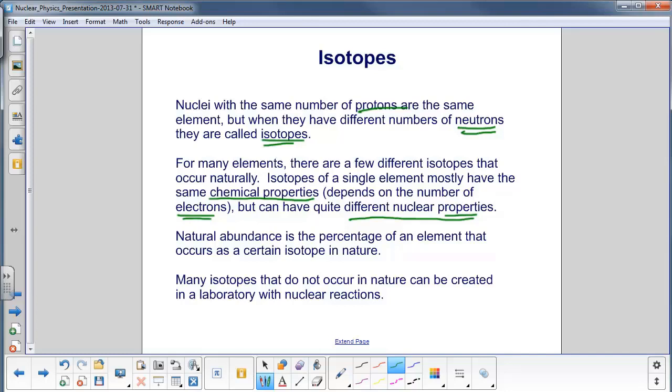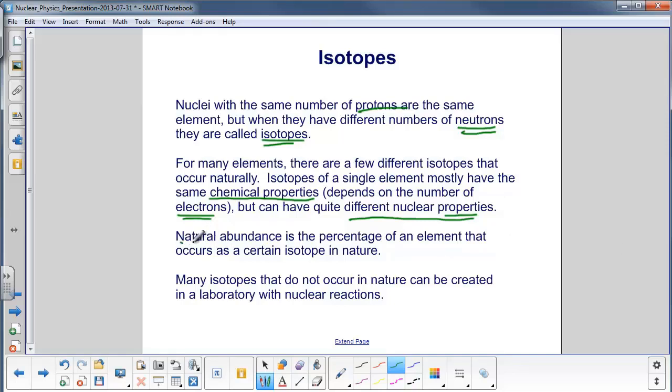For example, one isotope could decay in 1 microsecond. That's the total amount of time that isotope would live. An isotope of the exact same element, but a different number of neutrons, will never decay. It will stay forever. It will never break down into anything else. But the chemical properties, again, which depend on electrons, will stay the same.